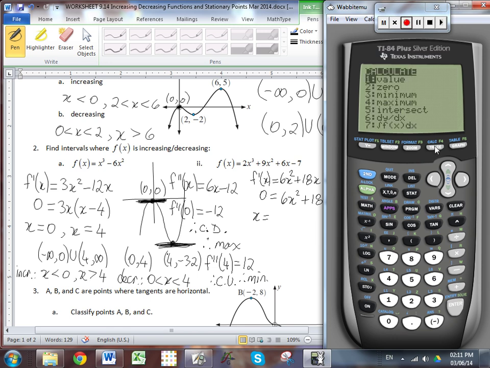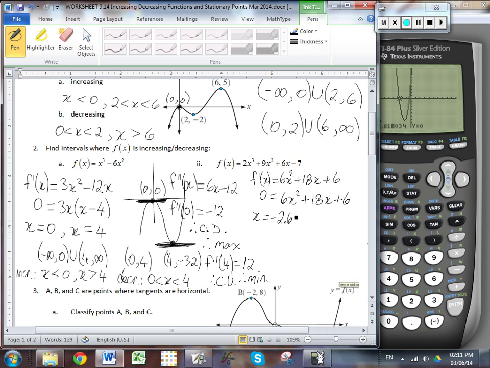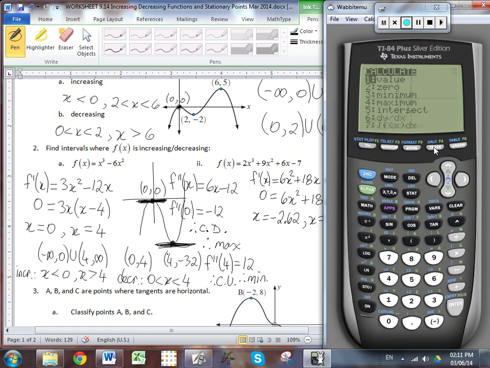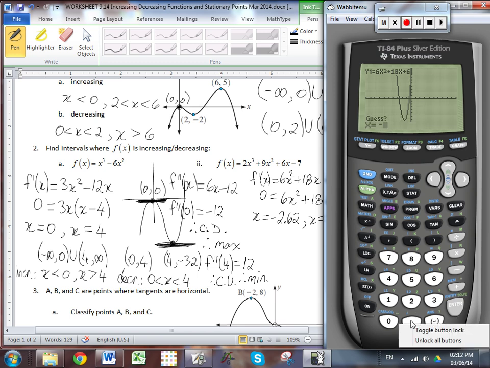So second calc, zero, and the left bound, let's find this one on the left first. That's negative 3. Something on the right is negative 2, and a guess, how about negative 2.5? It actually occurs when x is negative 2.62. And the other place where the graph is equal to 0, let's see, zero, left bound, right bound, guess, and it tells us it actually occurs at negative 0.382.